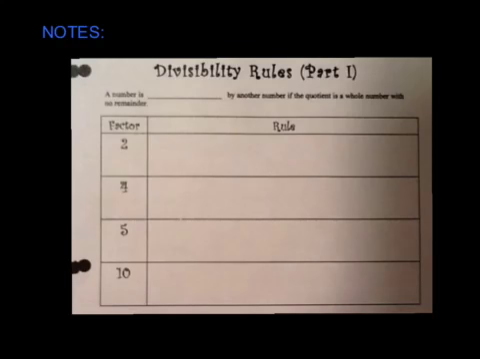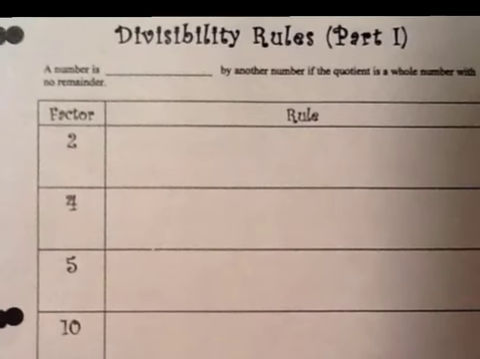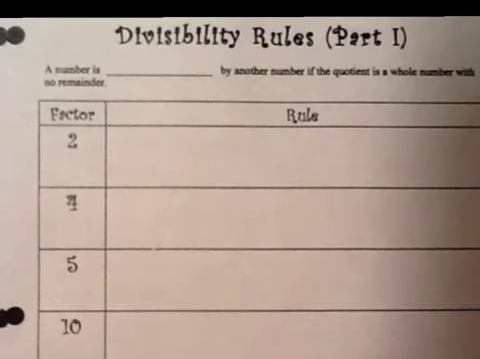Now let's take a look at our notes. First, we're going to focus on this top part. A number is blank by another number if the quotient is a whole number with no remainder. It should be: a number is divisible by another number if the quotient is a whole number with no remainder. So make sure you have divisible written down on your sheet.